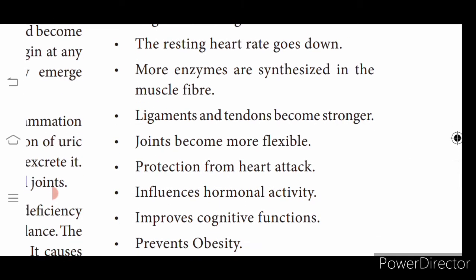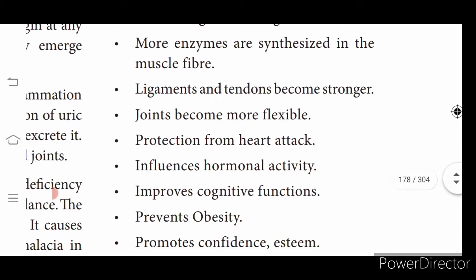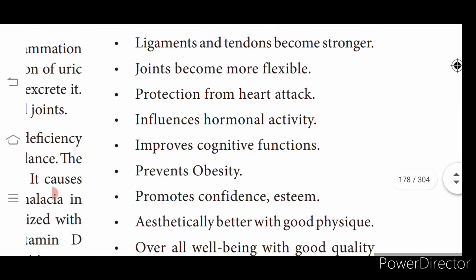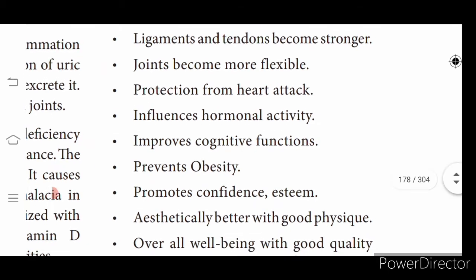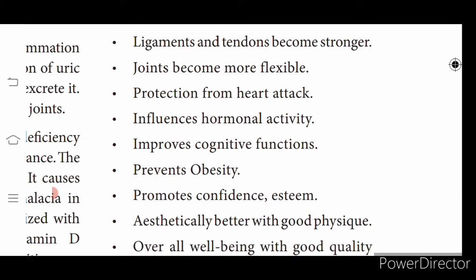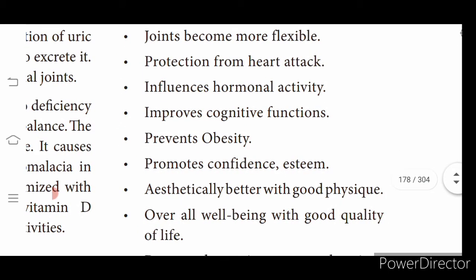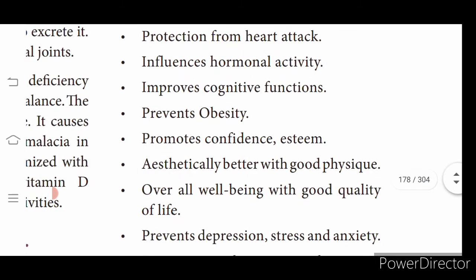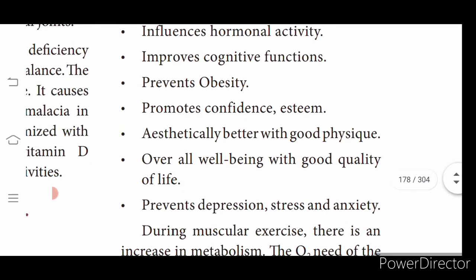The muscles used in the exercise grow larger and longer. Resting heart rate goes down. More enzymes are synthesized in muscle fiber. Ligaments and tendons become stronger. What is a tendon? It is a connection between muscle and bone. Joints become more flexible. Protection from heart attack, and it influences hormonal activity.